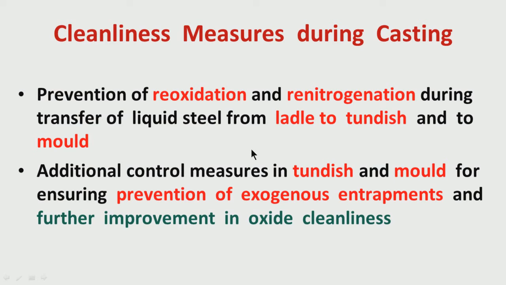Next, there have to be some additional control measures, like what I talked about in secondary refining. So, here also during continuous casting, there have to be some control measures in the tundish as well as in the continuous casting mold, for ensuring prevention of exogenous entrapments. The whole idea is we have taken a lot of care for producing good quality steel after secondary refining. So, all our efforts should not go to waste. Whatever good cleanliness level we have achieved, we have to maintain it. There should not be deterioration.